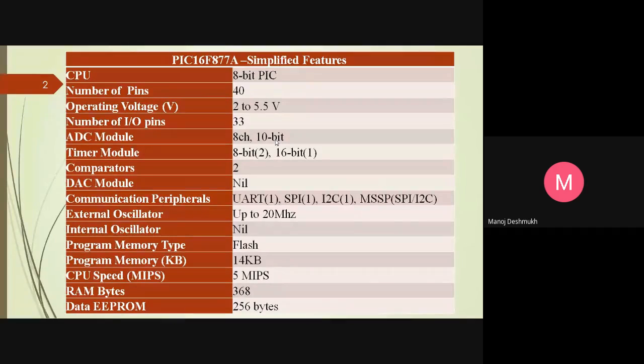So these are the basic or peripheral features related to the PIC16F. In the earlier stage, we discussed the general features of PIC microcontrollers, and now we are discussing the specific controller's features. So these controllers have the same applications.